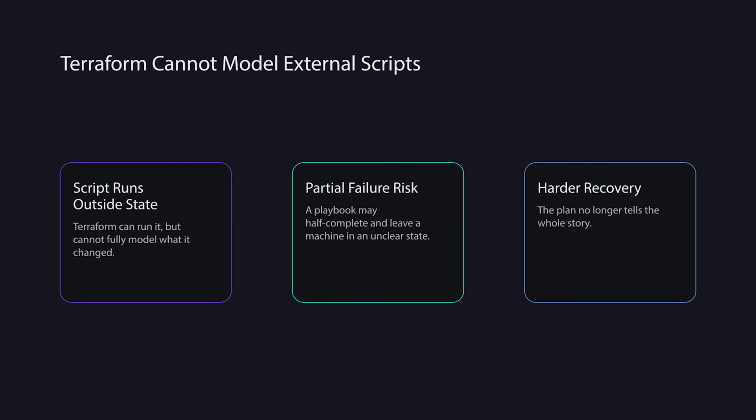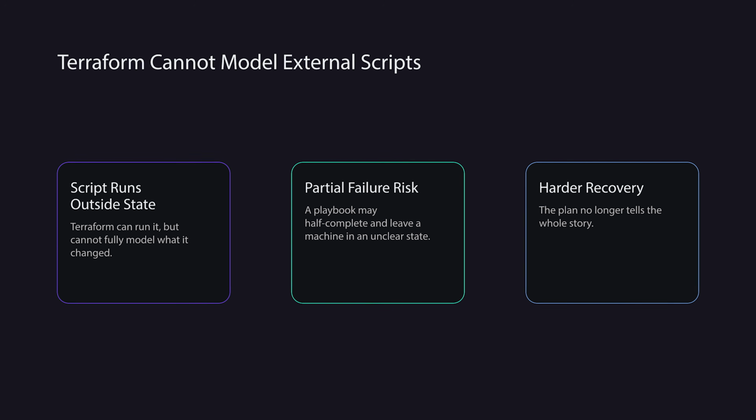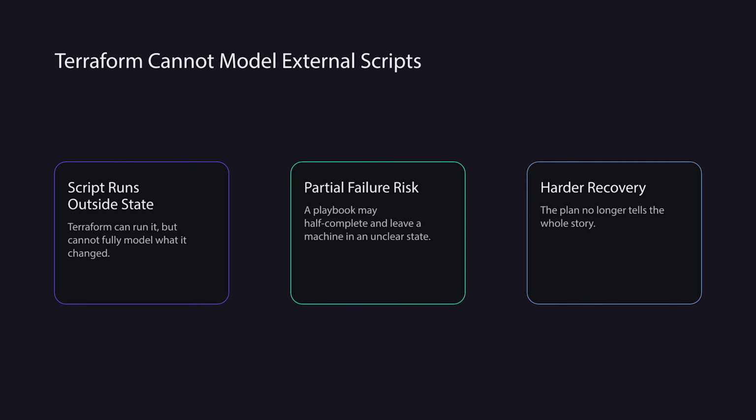Terraform is built to model infrastructure state, but when it runs an external script, it can't fully model what those scripts did. Did the playbook install the package? Did it partially fail? Did it leave the machine in a halfway state? Provisioners aren't all that bad. There are narrow bootstrap cases where they might make sense, but for a normal workflow, it's cleaner to keep the stages separate. Let Terraform provision and let Ansible configure. Then use orchestration to run them in the right order.